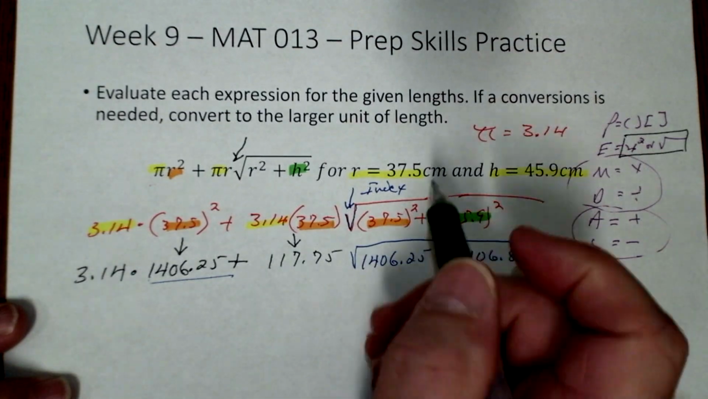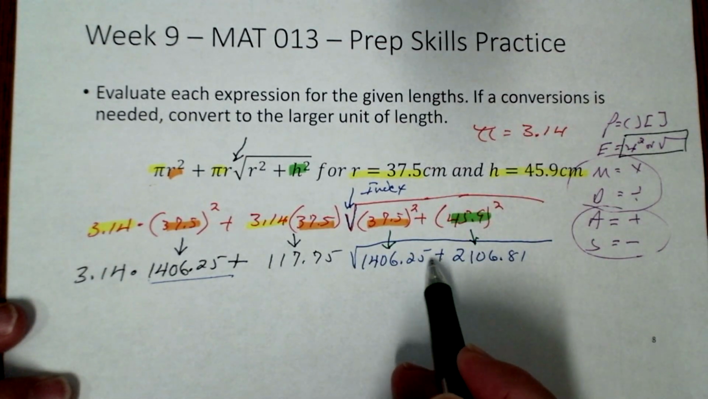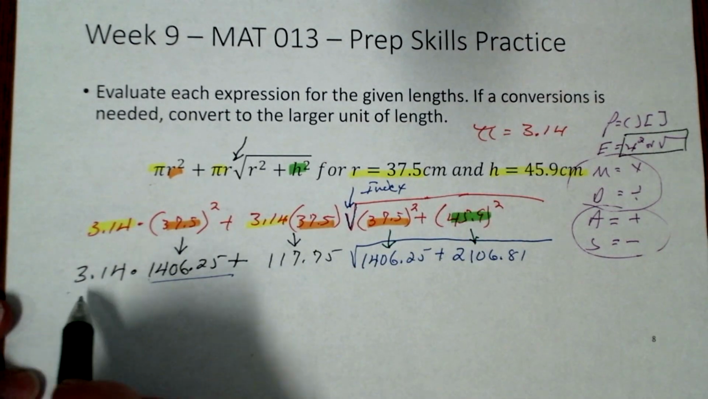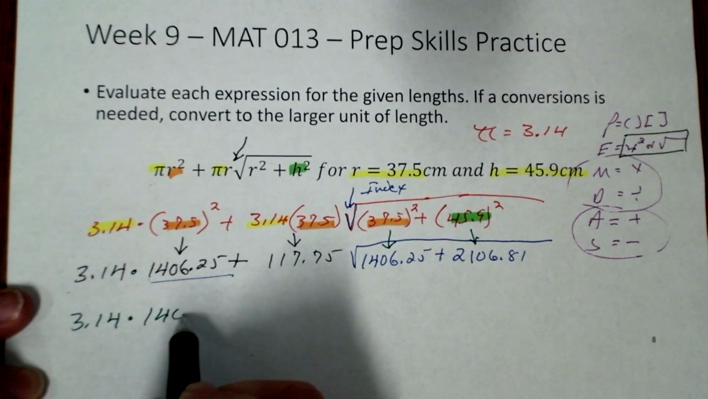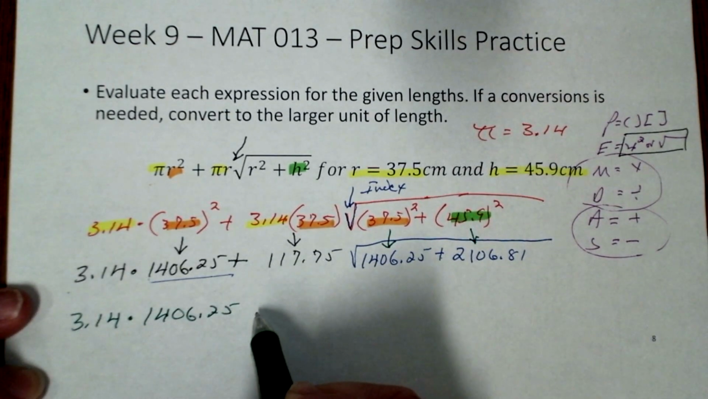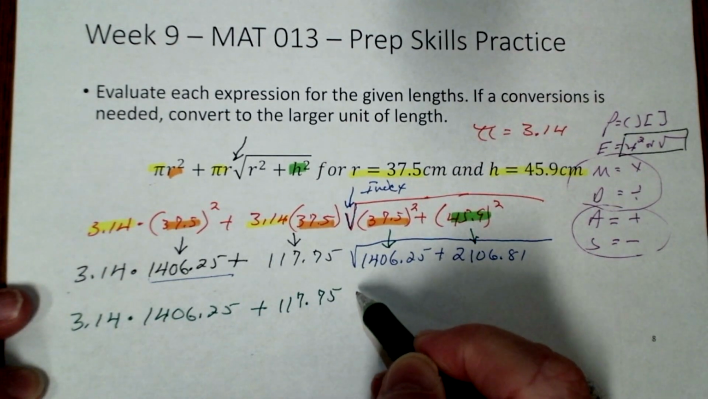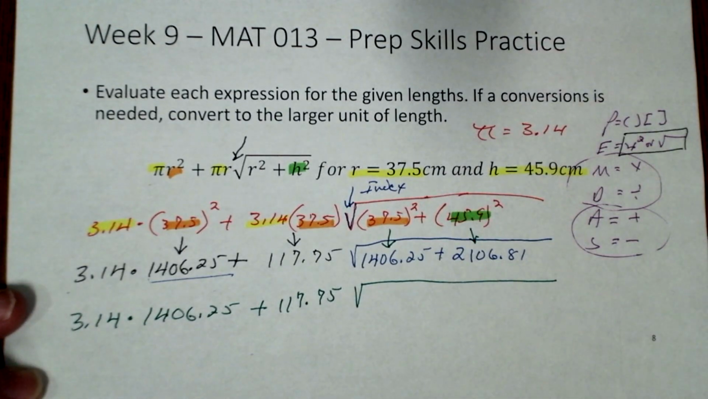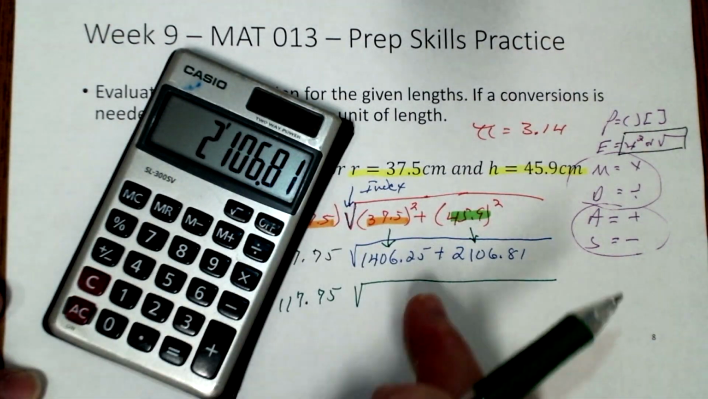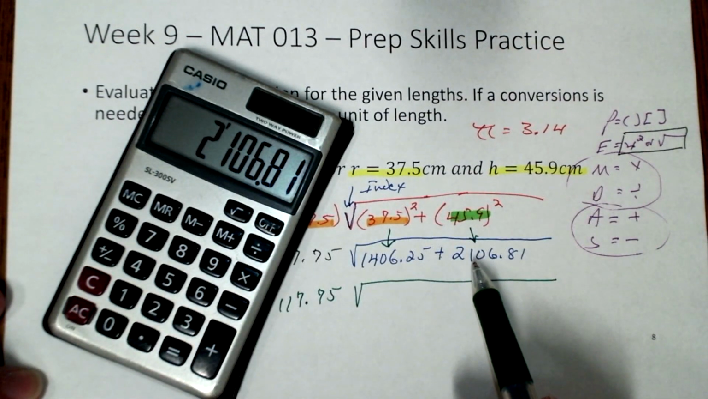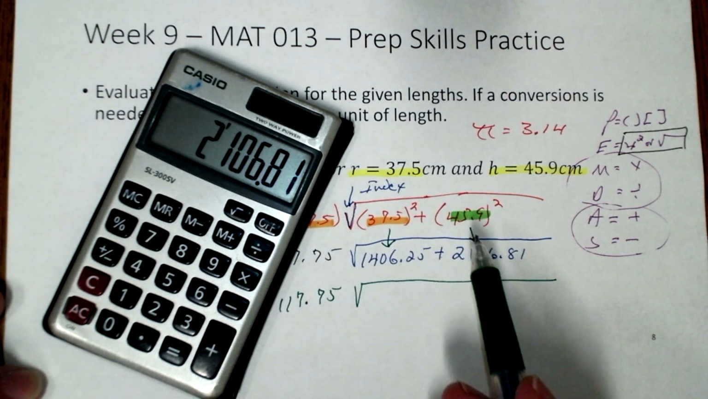All right, so where are we? Well, we're to the point where this has become that. We still have addition, so we'll do that. So let's just rewrite the rest of this. 3.14 times 1406.25 plus 117.75 times the square root of that. They're right next to each other, so it means times. There's no space there. So let's add these numbers. And addition is commutative as well. Remember, the order we add in doesn't matter. 5 plus 2, 2 plus 5.